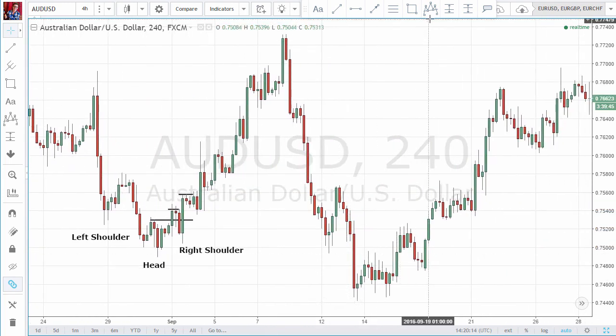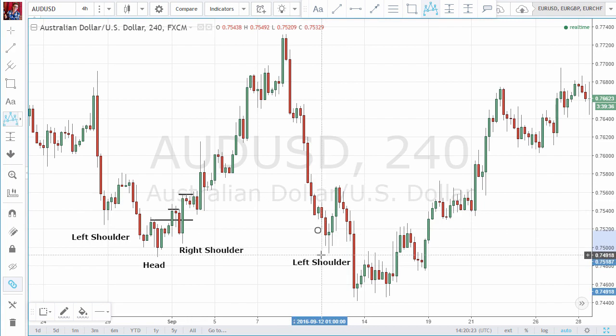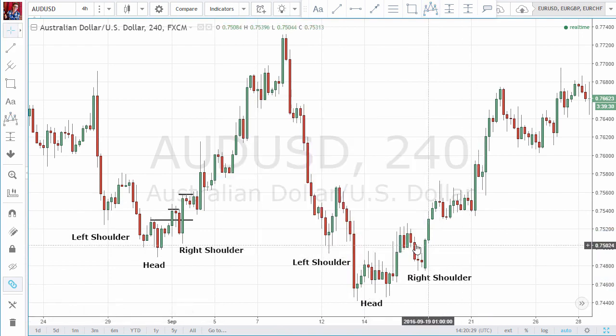Again, here's a very similar pattern. You can see that the head, and then here is the left shoulder, the right shoulder. So again, we grab our head and shoulders tool, we click here, we have the head, we have the left shoulder, now we have the head, and we have our right shoulder. And again, this was the example in our previous video.